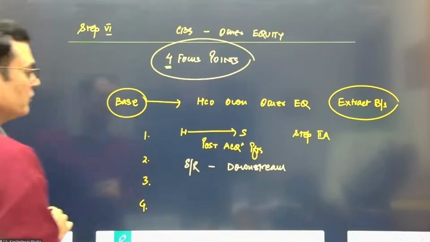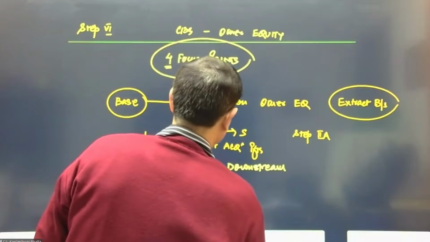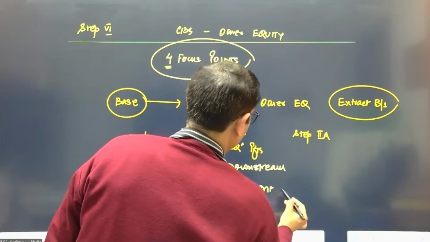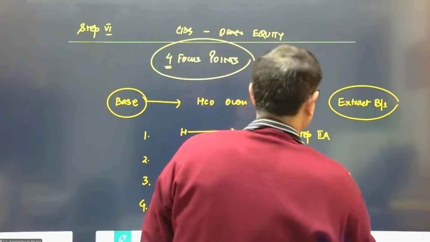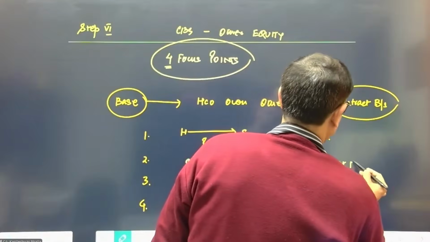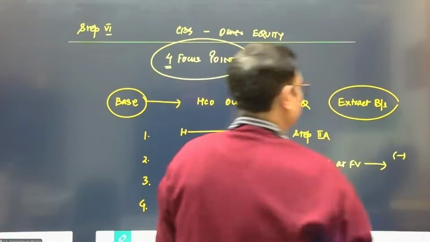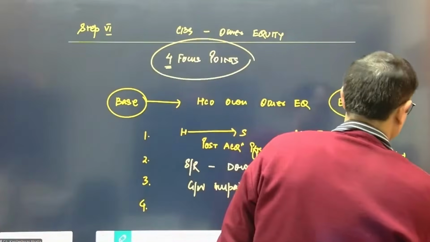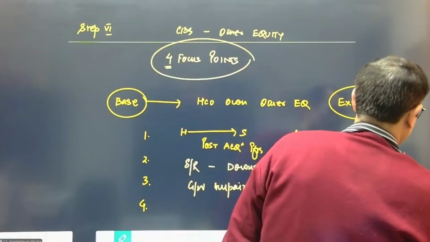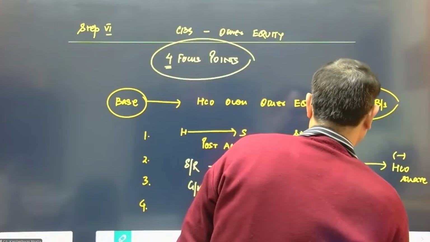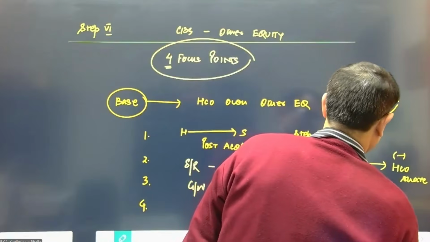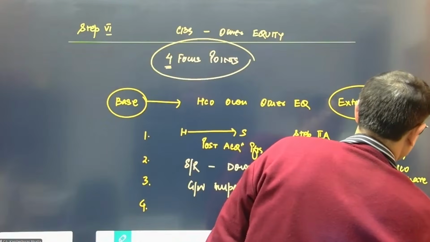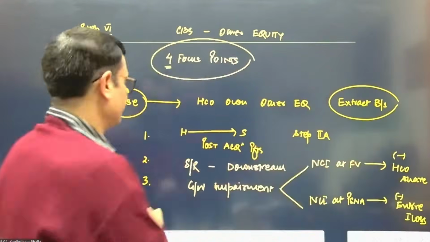Then the third focus point is goodwill impairment. We need to be careful again. If the NCI is at fair value, I'll reduce only the holding company's share of the impairment. And if the NCI is at proportionate share, then we'll reduce the entire impairment loss.